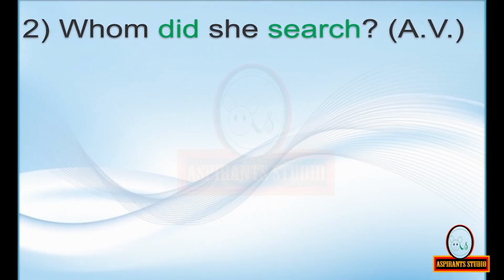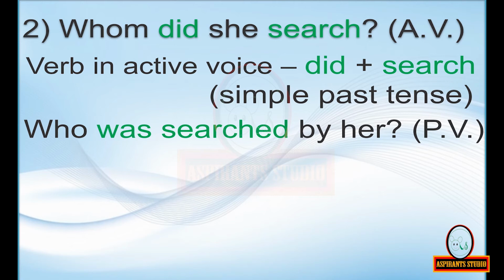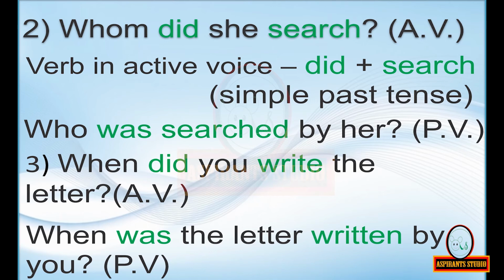Whom did she search? Active voice. Verb in active voice. Did plus search. Simple past tense. Who was searched by her? Passive voice. When did you write the letter? Active voice. When was the letter written by you? Passive voice.